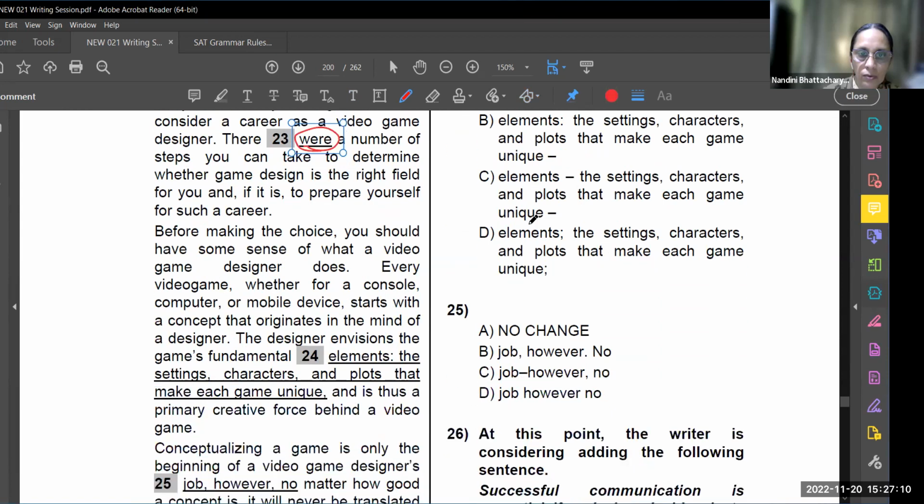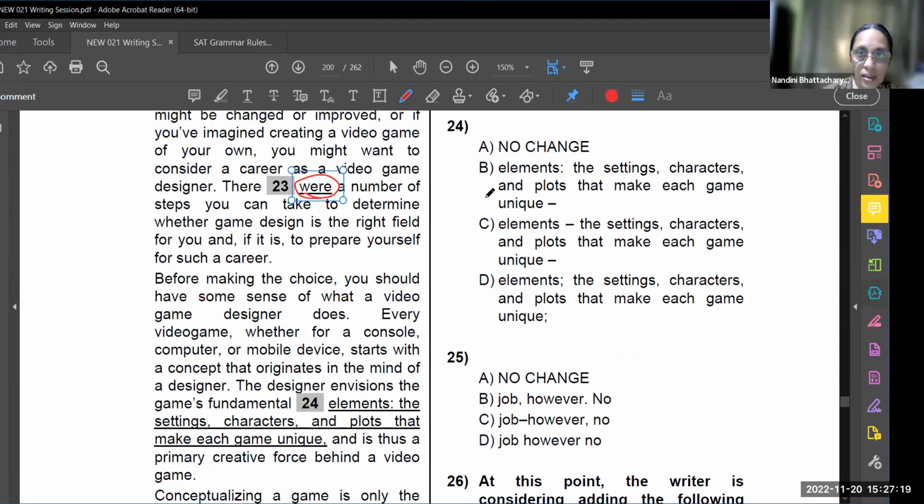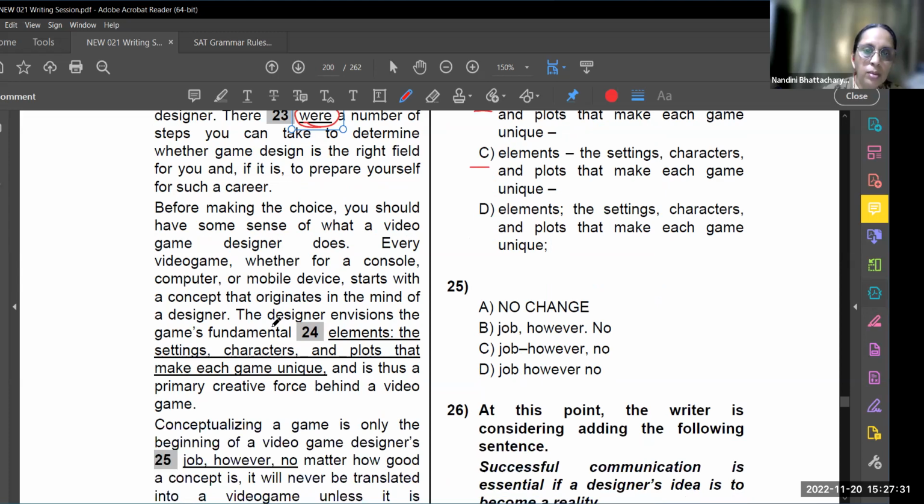Okay, number 24. C. B, C. Somebody said A? No. So we have B and C. Okay, what was the problem in this underlined portion?